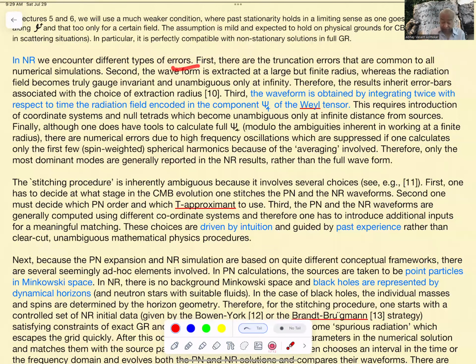But there are still errors. First of all, there is a truncation error that is common to all numerical simulations, because this is a numerical evaluation. So of course you truncate at some stage in the numerical evaluation. But the second one is that the waveform is extracted at a large but finite radius.